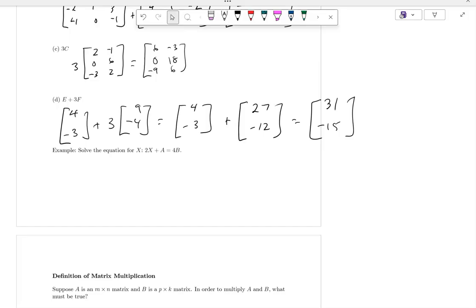So we can do the exact same thing here with matrix equations, right? We could still move the a over and then divide by 2. Dividing by 2 is the same thing as multiplying by a half. So I'll write it as 1/2 times negative a plus 4b.